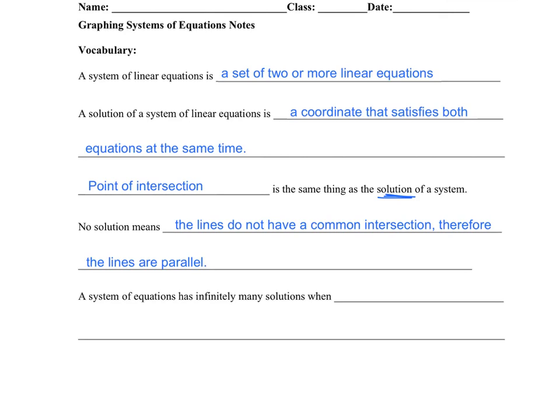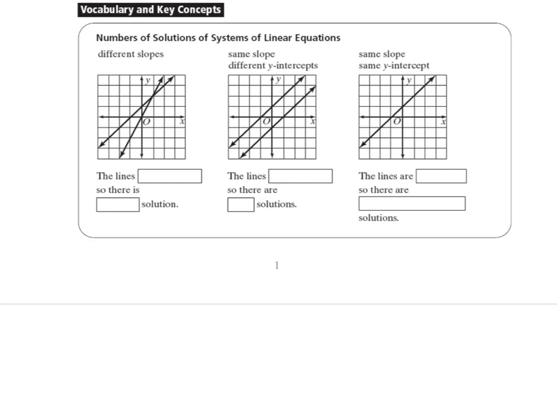A system of equations has infinitely many solutions when the equations are exactly the same. They are equal. So let's look at some examples of different kinds of systems of equations. After reviewing key points and vocabulary on graphing systems of equations, let's look at the diagrams below.